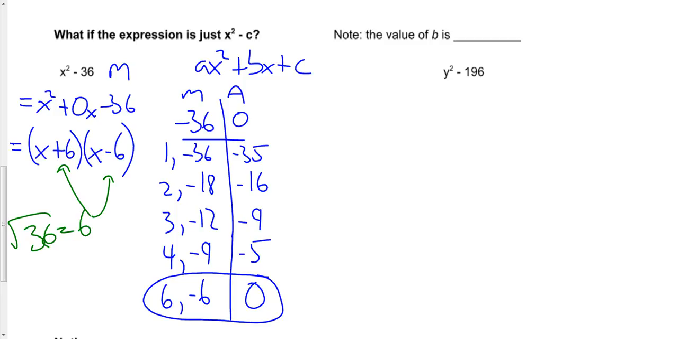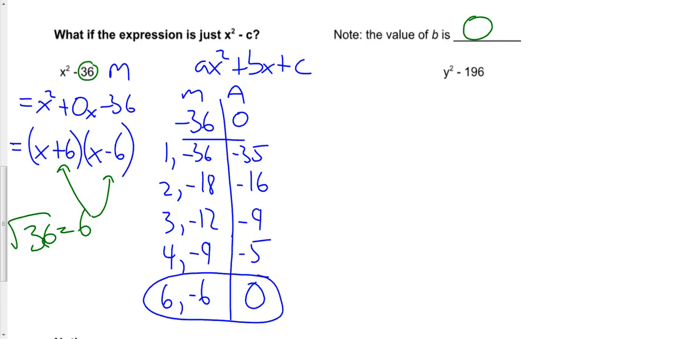So the square root of this c value, just the positive version of the c value, will give you the two terms that you need to use, in this case both positive 6 and negative 6. Okay? So let's take a look at this example over here on the left. And again, the value of b, I meant to write this in, is 0.